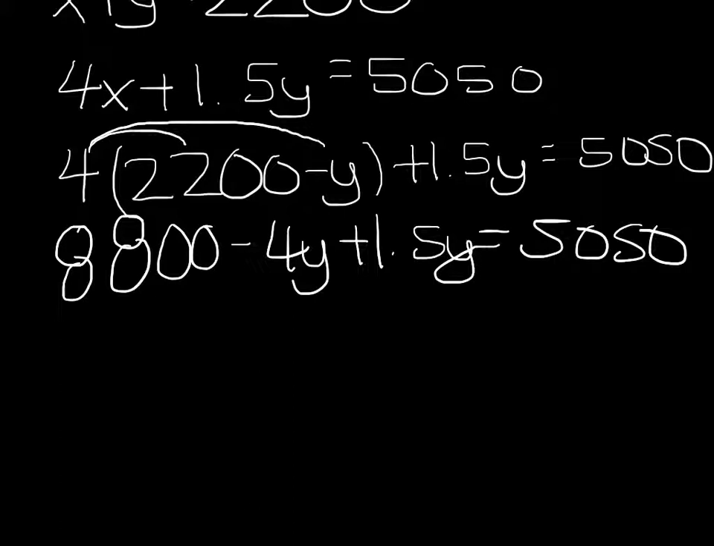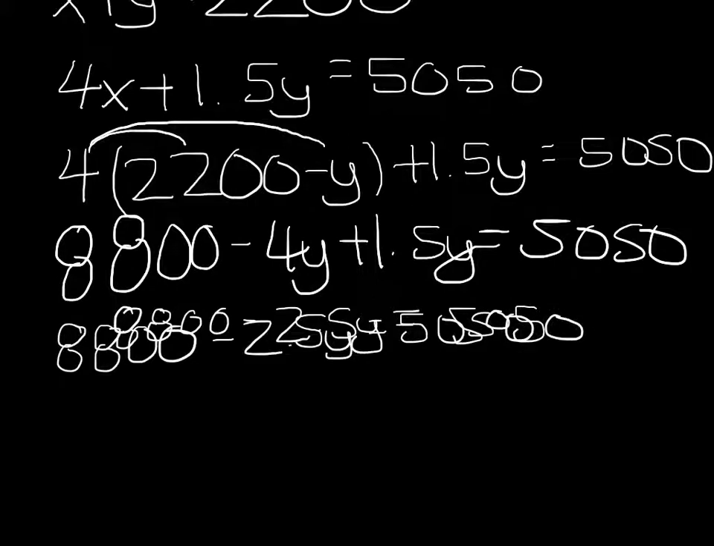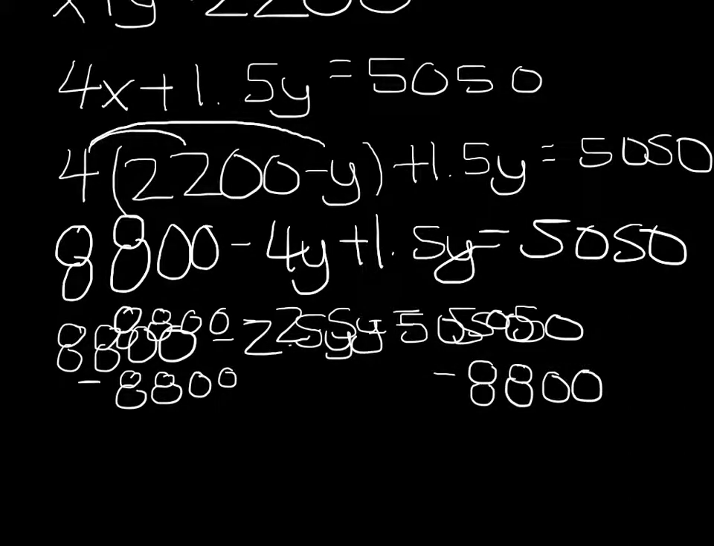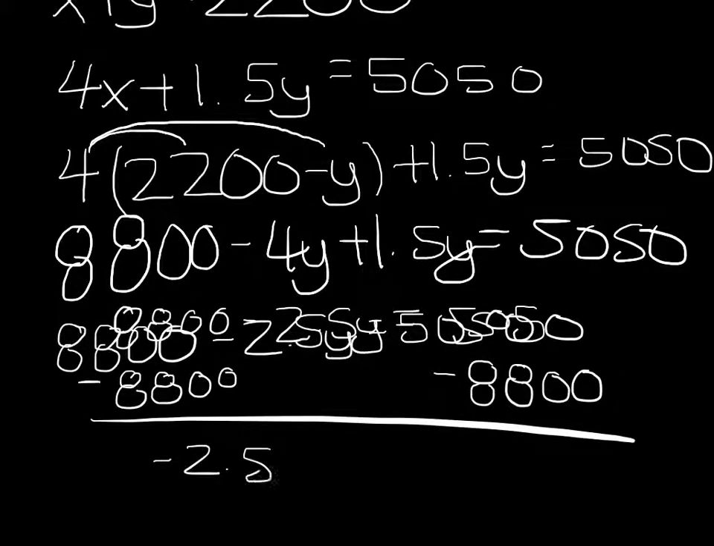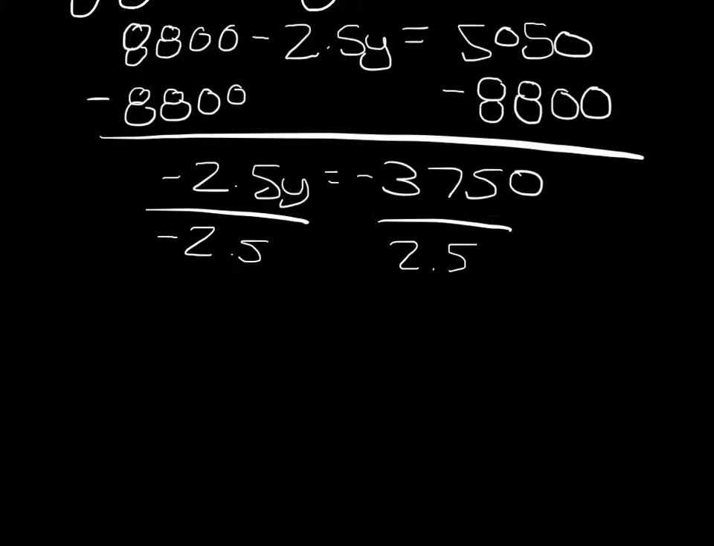So that would bring us to 8,800 minus 2.5y equals 5,050. Then we subtract the 8,800 from each side of the equation to get negative 2.5y equals negative 3,750. And so we divide each side by negative 2.5, and then these two cancel each other out.